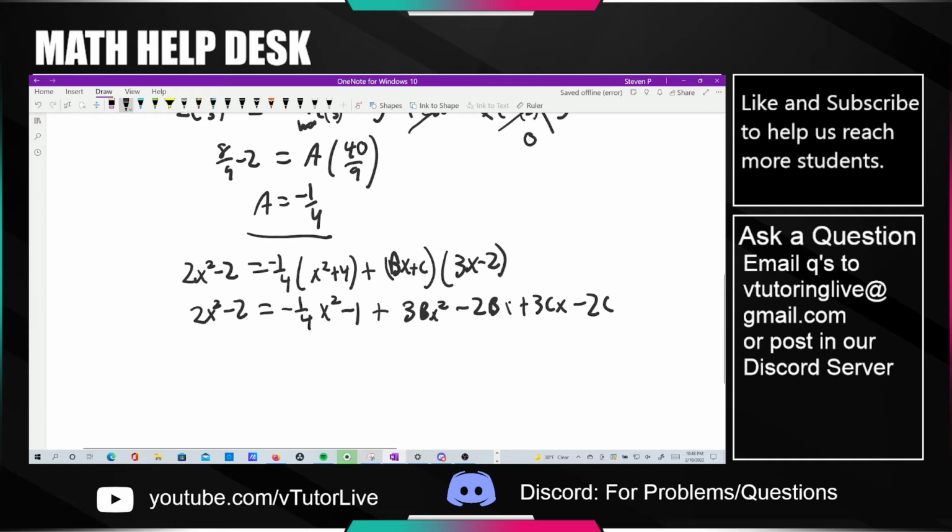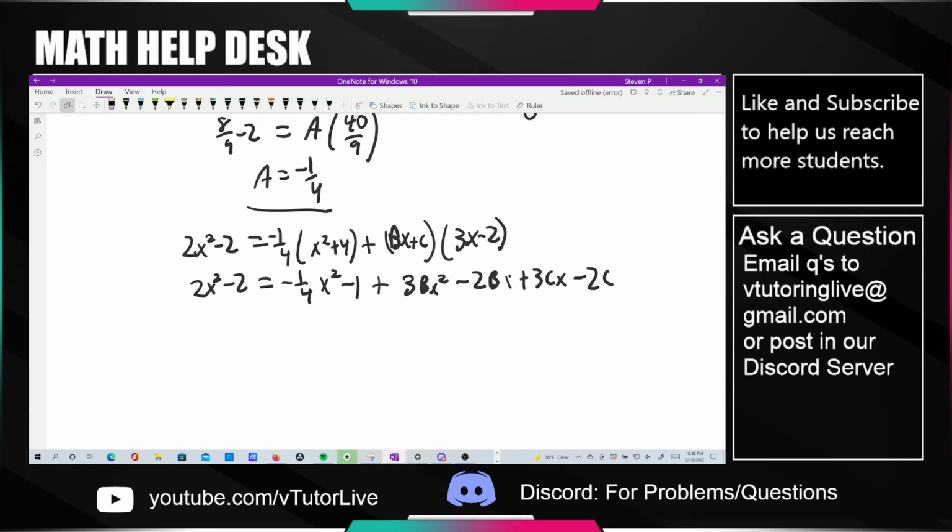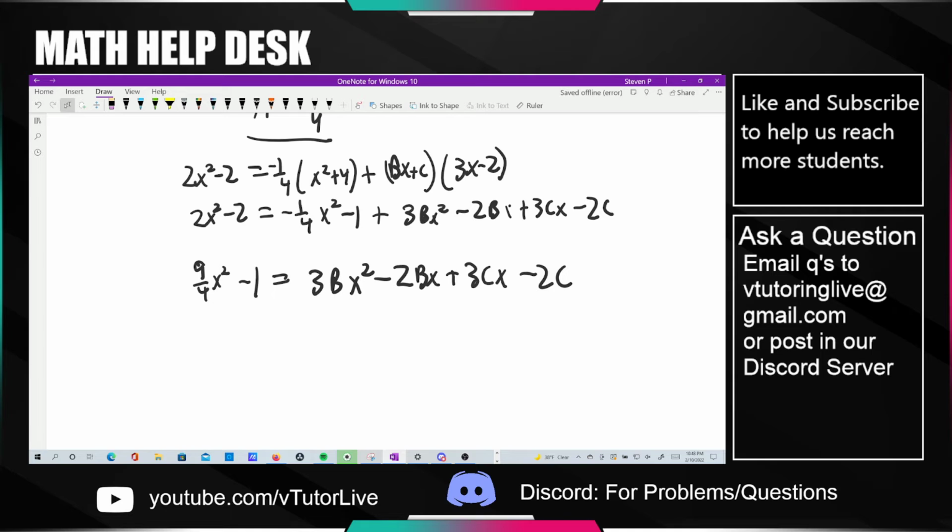And what I'm going to go ahead and do is group all the terms with b and c on the right-hand side and all the terms without b and c on the left-hand side. So I believe this turns into 9/4 x squared minus 1 is equal to 3bx squared minus 2bx plus 3cx minus 2c. And okay, what do we have here? What you do now in these problems is you take a look at all the x squared terms and realize that all of their coefficients have to match up. That means that 3b has got to be equal to 9/4.